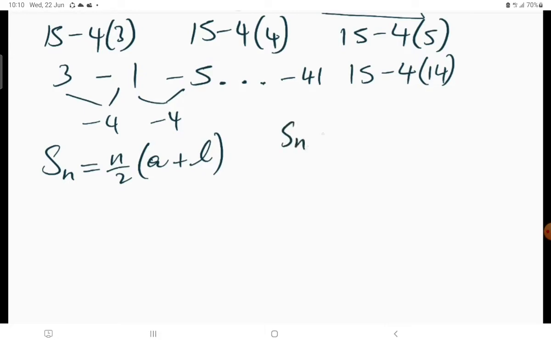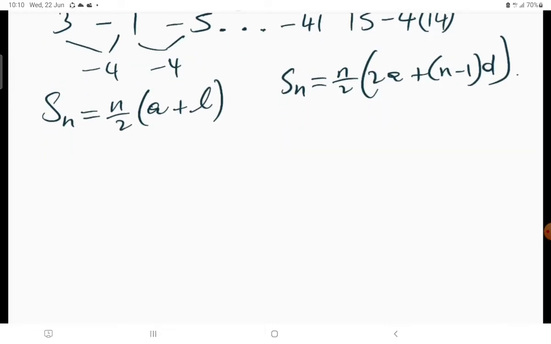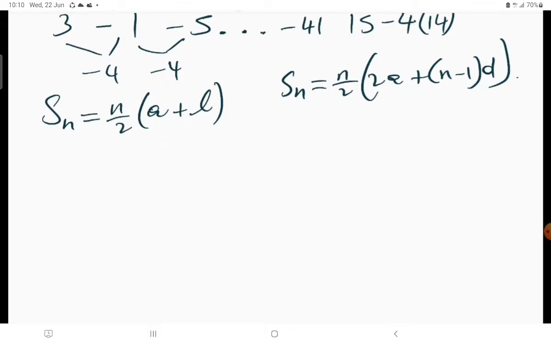Otherwise, another formula for the arithmetic series is n over 2, then we have 2a plus, then n minus 1 times d. So this is another one, if you have the value of d, which is the common difference, and everything else is there. Both of these formulas work the same way.